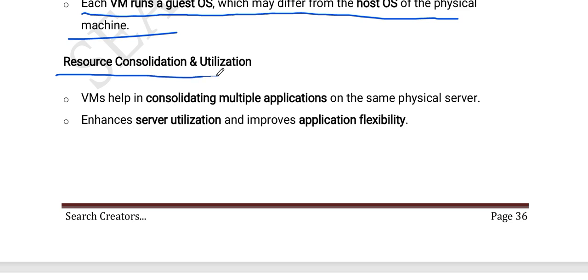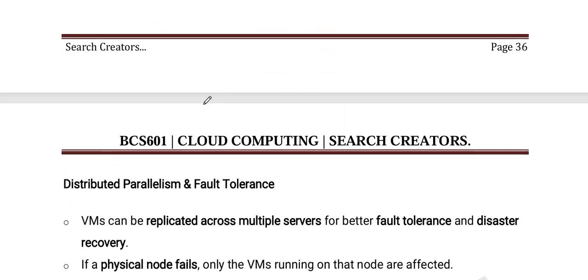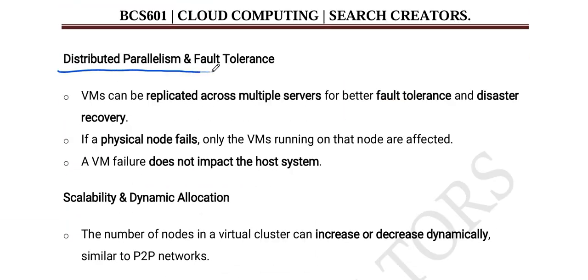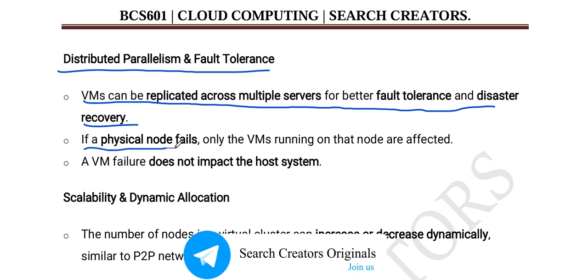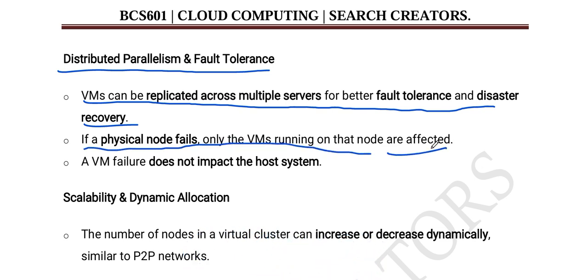Resource consolidation and utilization: virtual machines help in consolidating multiple applications on the same physical server, enhance server utilization and improve application flexibility. Next is distributed parallelism and fault tolerance. Virtual machines can be replicated across multiple servers for better fault tolerance and disaster recovery. If a physical node fails, only the virtual machines running on that node are affected. Next is virtual machine failure does not impact the host system.